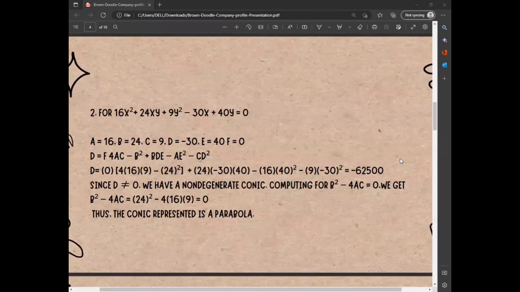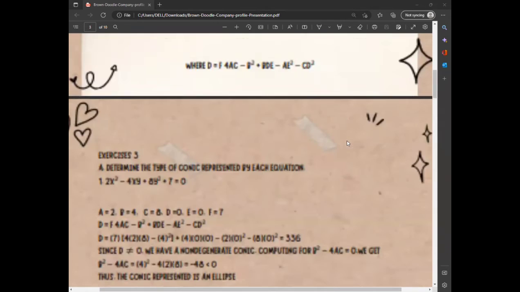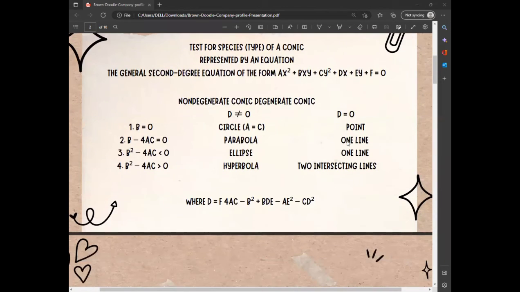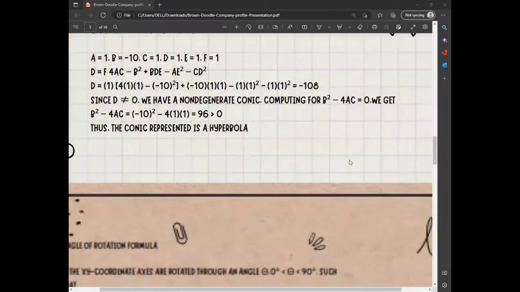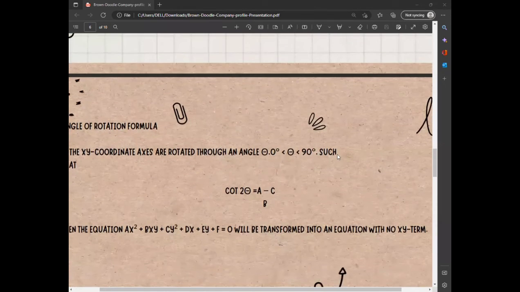Wait, maybe I made a mistake. I think the conic represented by this is, wait. A line? Because this is... no, it's correct, parabola. Yes, parabola.